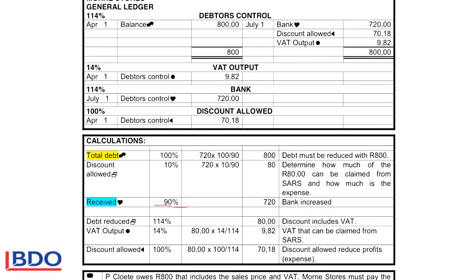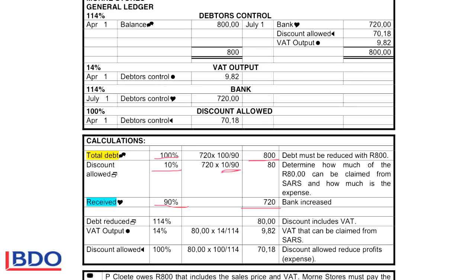And that 720 then equals 90%. If we want to know what is the discount, the 10%, we have to calculate 10 over 90 to work out what is the discount. If we want to determine what is the total debt, then you will say 100 over 90, and that will give me the 800 rand.